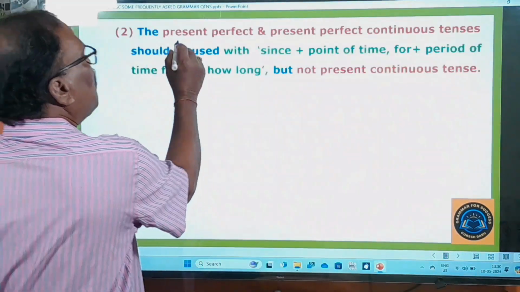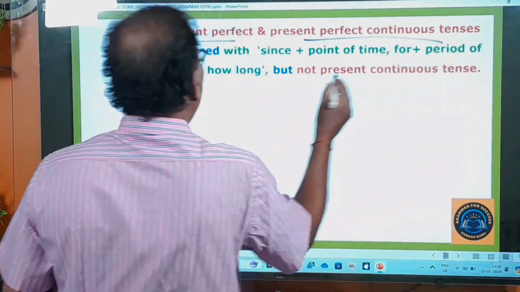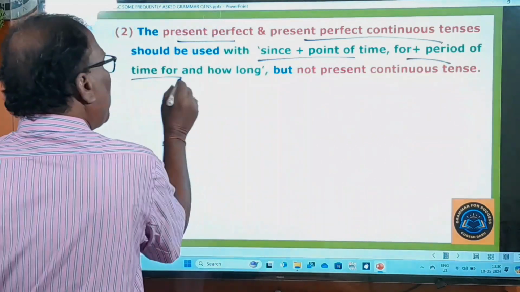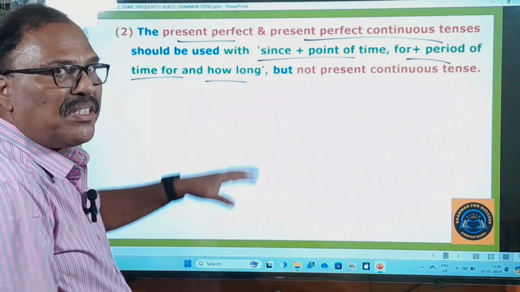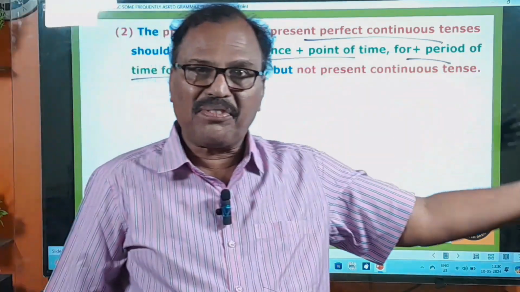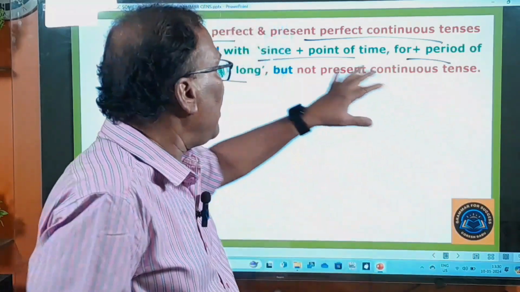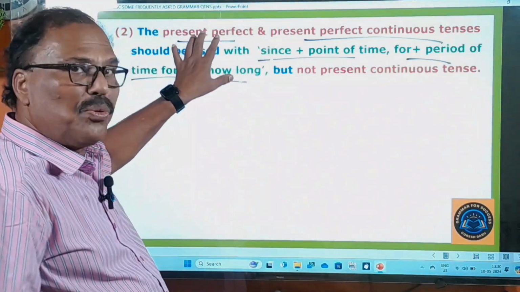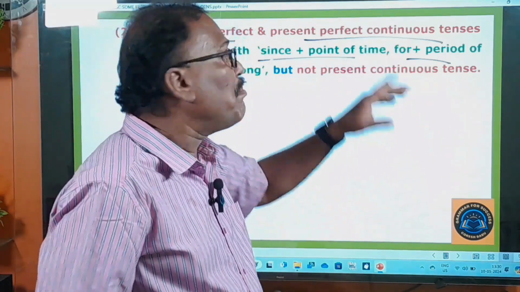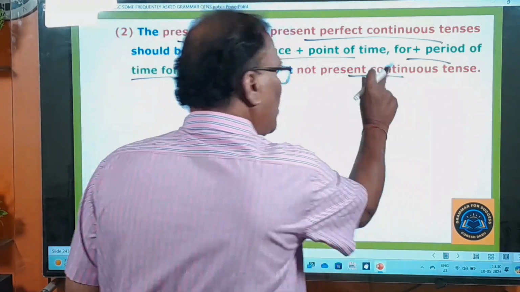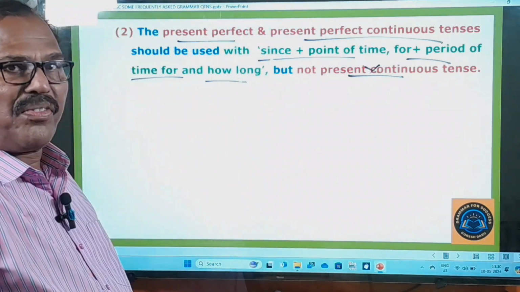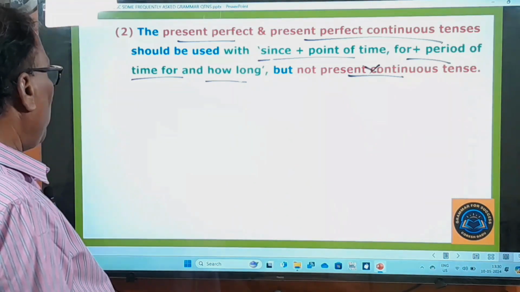Number 2: the present perfect and present perfect continuous tenses should be used with since plus point of time, for plus period of time, and how long. Please keep these 3 points in your mind. With these expressions, you must use either present perfect or present perfect continuous tense, but not present continuous tense. This is very important. You should use only this one. Let us see some examples.